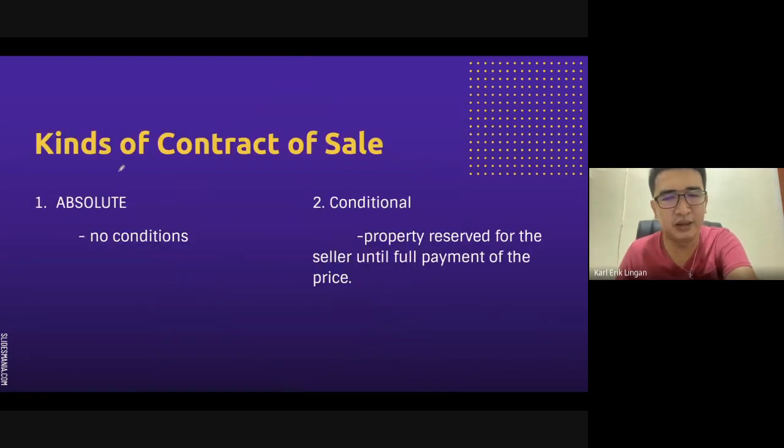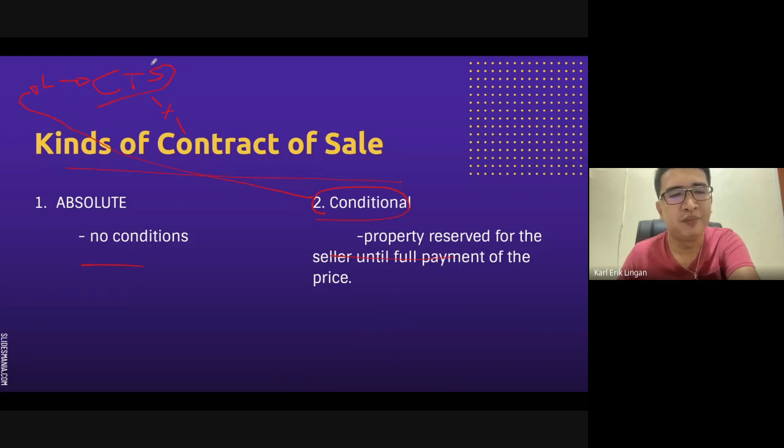Kinds of contract of sale, as we have discussed earlier, absolute and conditional. When we talk about conditional, usually sa pagbenta ng lupa, ang ginagamit actually is contract to sell. Hindi contract of sale. Itong dalawa na to magkaiba. Okay? Contract to sell and contract of sale. Why? Ang contract to sell is where the seller promises to sell a certain property for a certain amount to a buyer upon full payment of the purchase price.